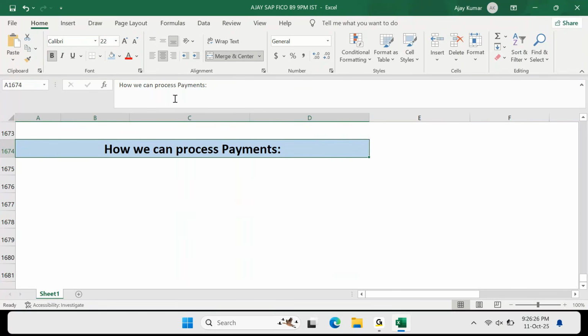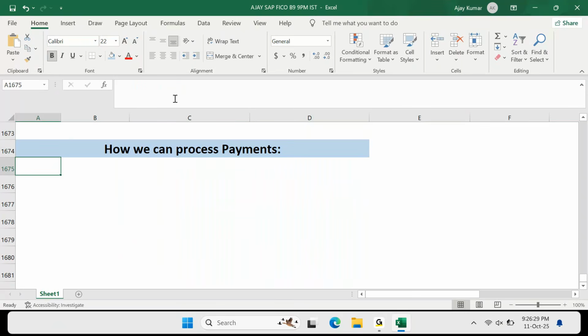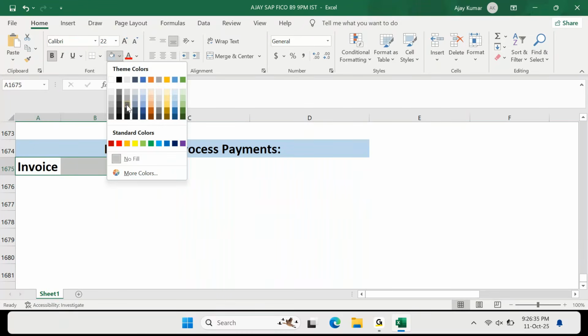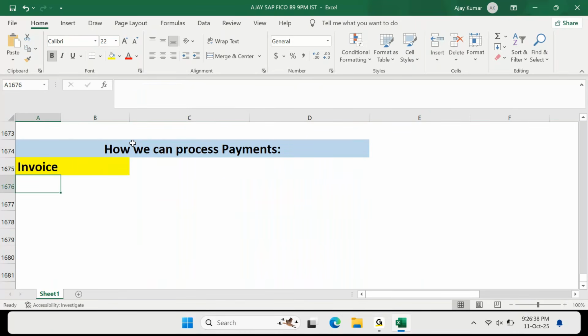Details. Invoice. Payment details. Invoice, right? You need an invoice. Without an invoice, in general, do you make payment? No. Yes, sir. Without an invoice, in general, we don't make payment. Agree with my statement or not? Yes, sir. We agree.